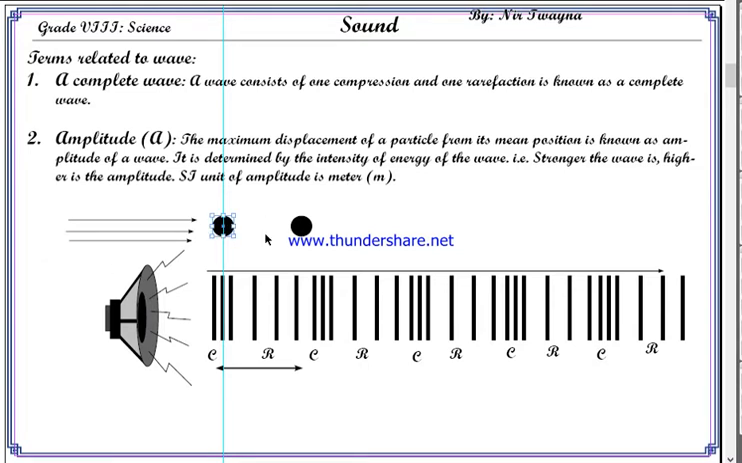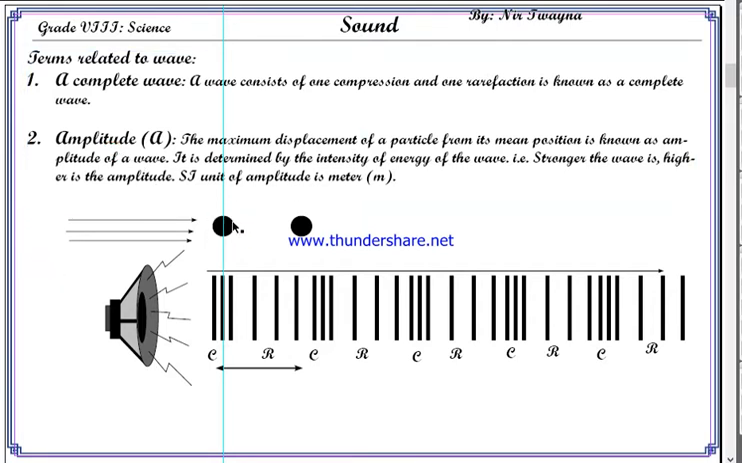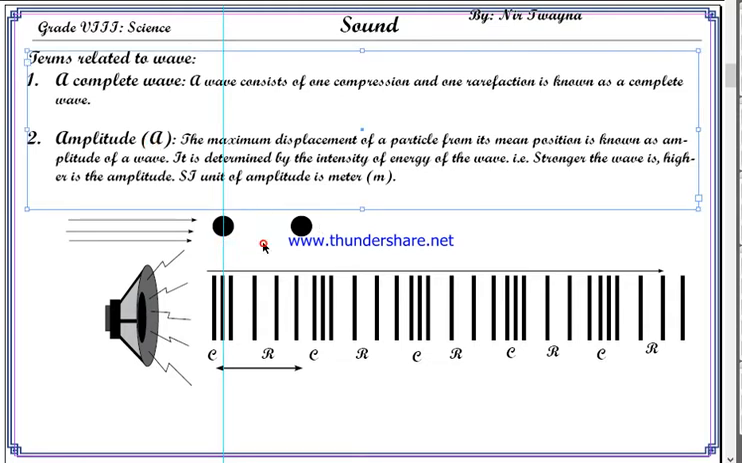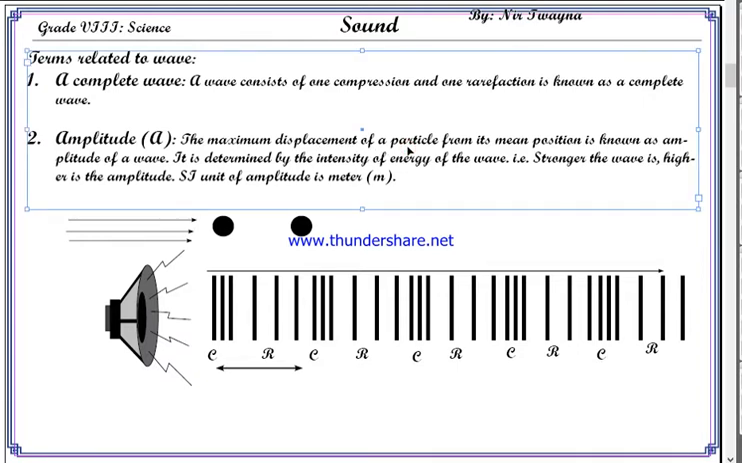And how far will it move? That is known as amplitude. How far a particle moves away from its mean position is known as amplitude. So the maximum displacement, read the note: the maximum displacement of a particle from its mean position is known as the amplitude of a wave. It is determined by the intensity of energy of the wave. That means how much energy is present in the wave determines it. That is, the stronger the wave is, the higher the amplitude, and the SI unit of amplitude is meter.